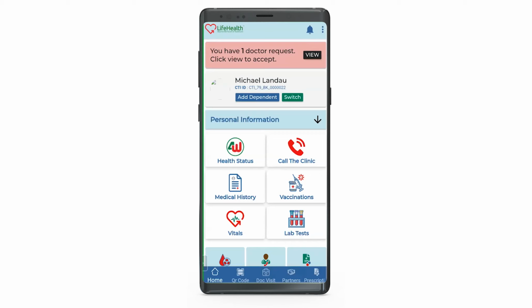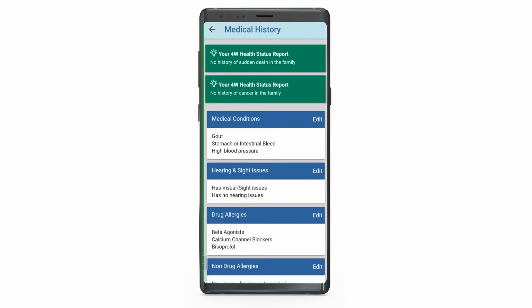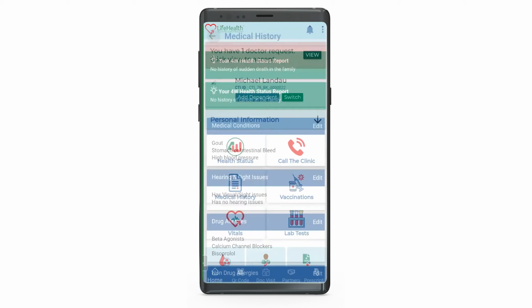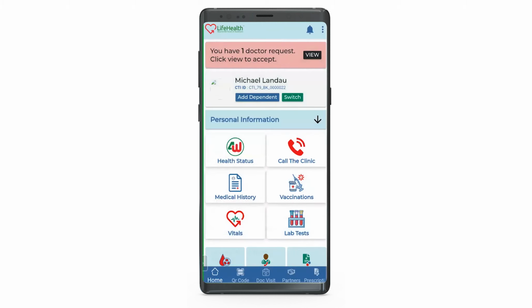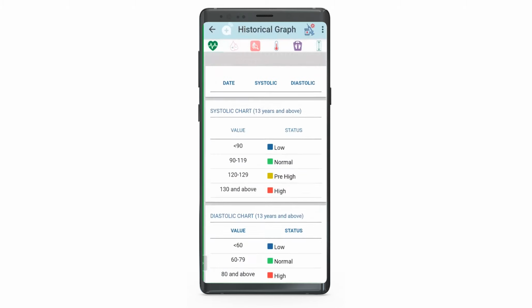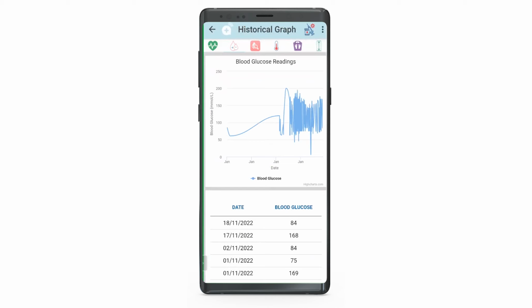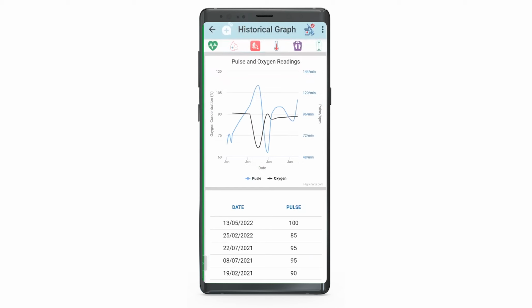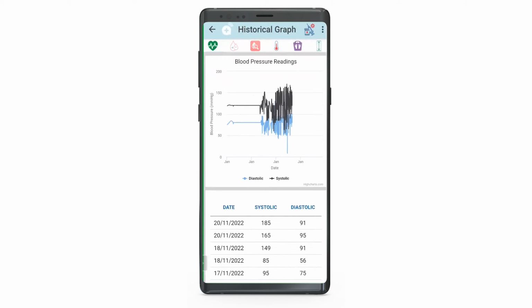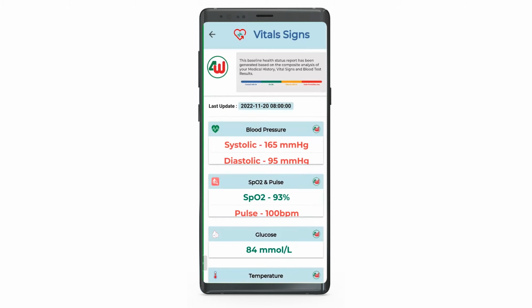Over here, we're able to go and collect patients' medical history from the patients, and then the doctors will be able to then verify the information. On the vital signs, we're able to go and collect the vitals. We're able to see a complete history of the vitals of the particular patient, whether it's the blood pressure, the glucose levels, the pulse and oxygen readings, etc. And with this information, we are using that for diagnostic purposes.